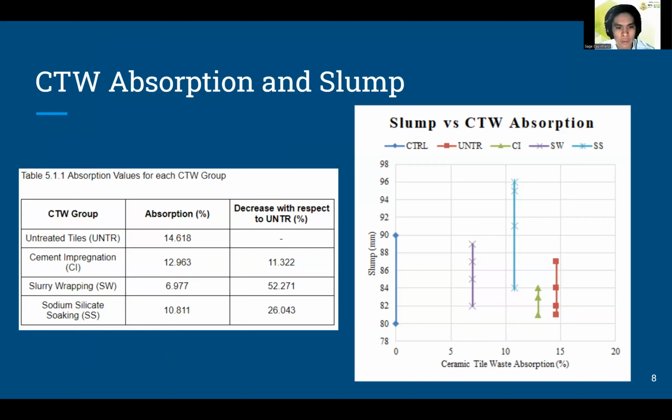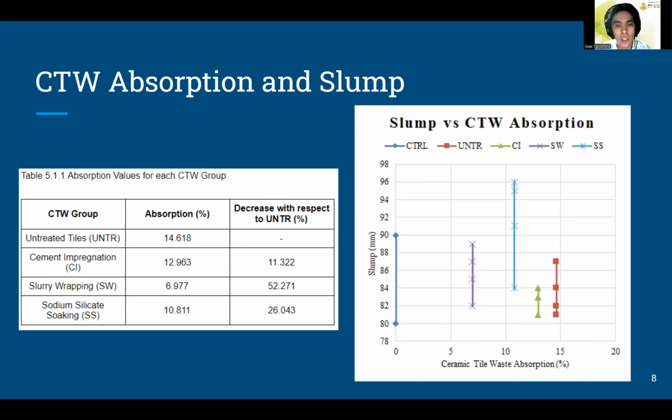On the right, we have a graph of slump versus CTW absorption. And from this, we can see that our initial assumption of low absorption equaling higher slump is actually invalidated, where the treatment with the best slump is actually that of SS, or sodium silicate soaking, with the middle ground absorption of around 11%. This may imply that CTW absorption does not affect workability in a predictable manner.